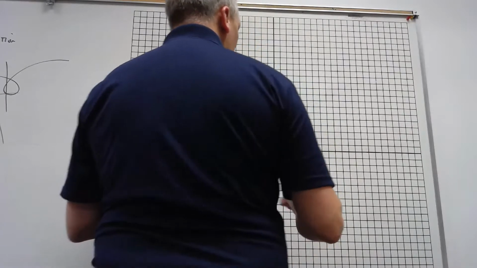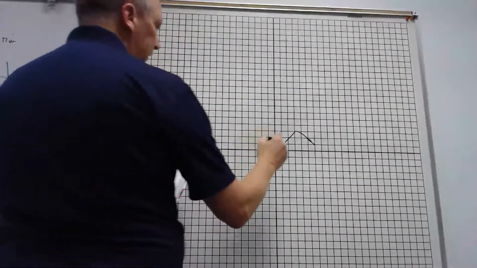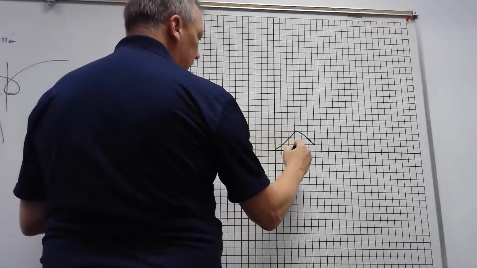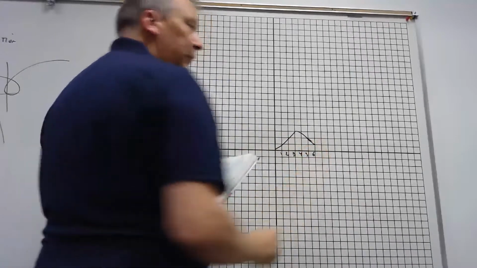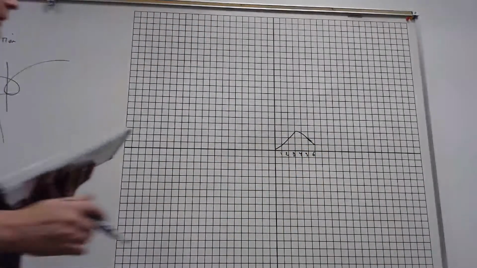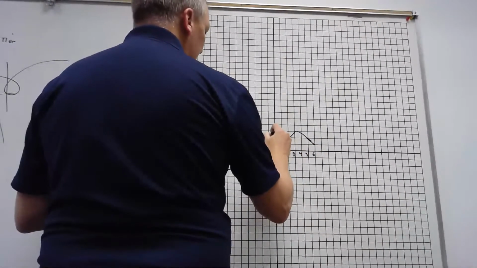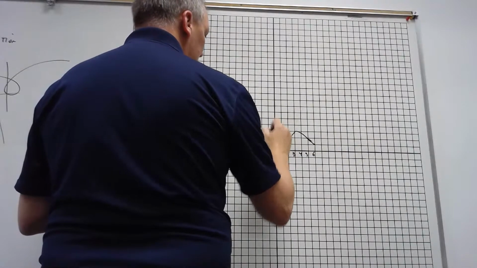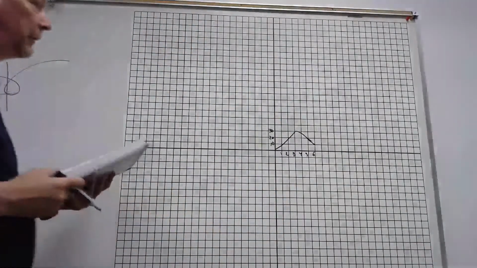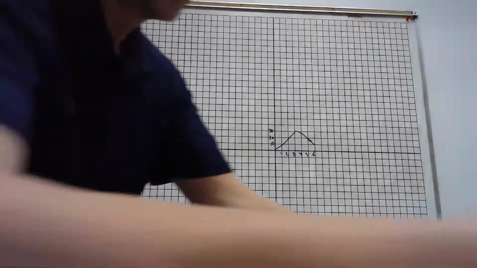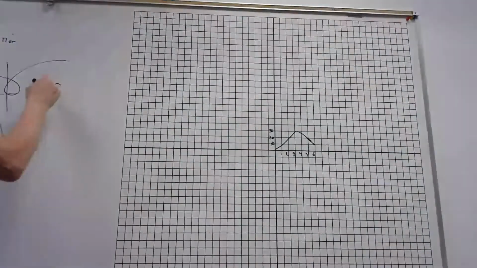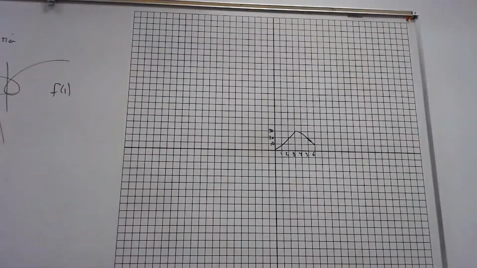Okay, so I've got a graph here. Let's say that this represents 1, 2, 3, 4, 5, and 6. I know some of you in the back of the room probably can't see that very well. Let's pretend that this represents 10, 20, 30. And I say, I want you to find f of 1 based on that graph.